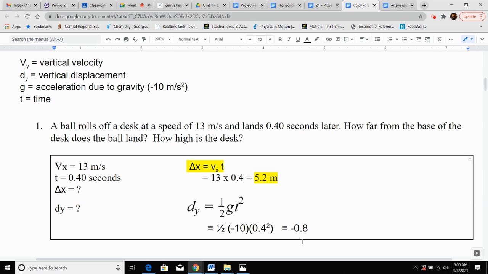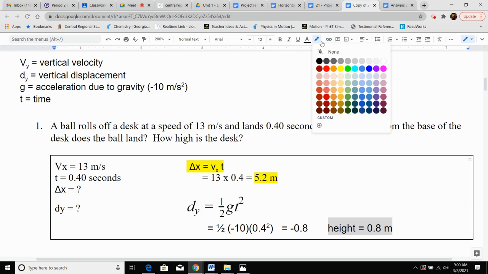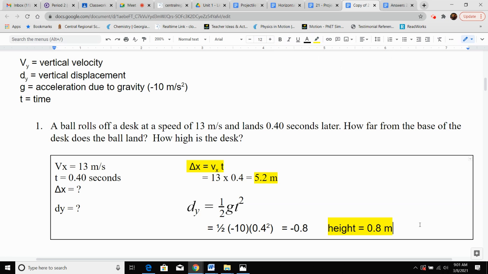So that negative 0.8, that's how far below it is, right? Because it's giving us a displacement. But if they're asking for height specifically, and you don't see negative as an answer, then height is just going to equal, you just drop the negative, 0.8 meters. Same magnitude, but the negative sign is there because this equation is for displacement. Highlight your answer, and boom.